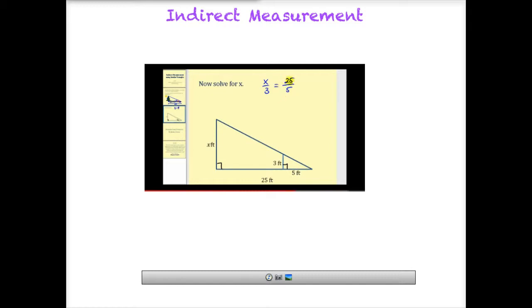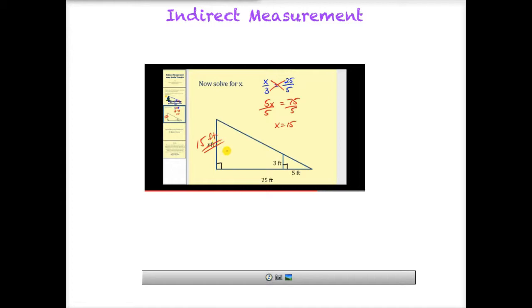So to solve for x, we'll cross multiply. 5 times x, or 5x, must equal 3 times 25, which is 75. Divide both sides by 5. And 75 divided by 5 is equal to 15. So x equals 15, which gives us the height of this tree without ever having to leave the ground.